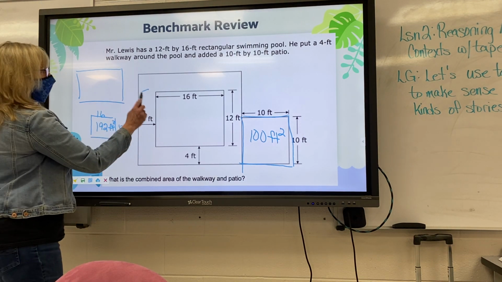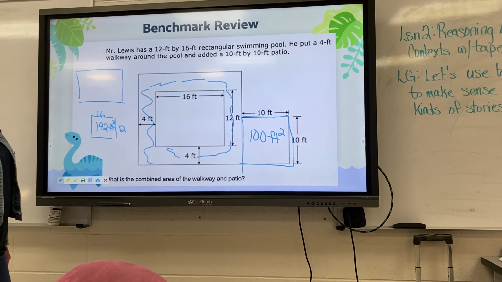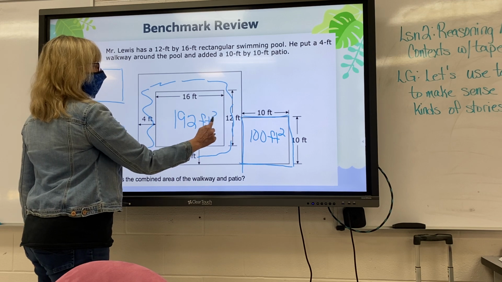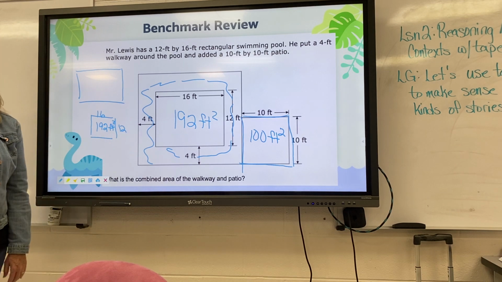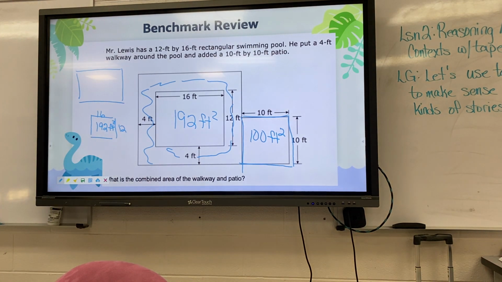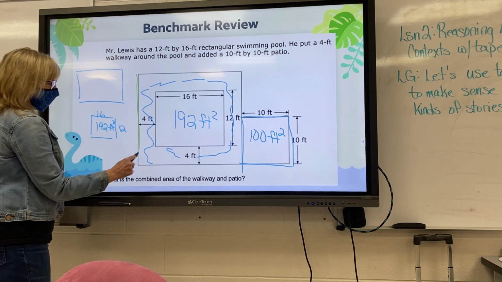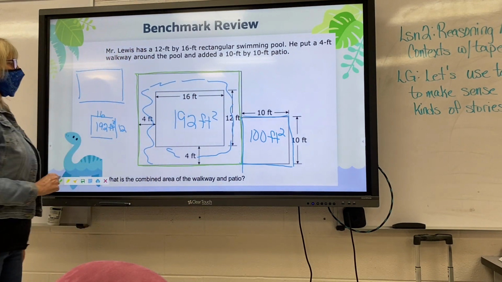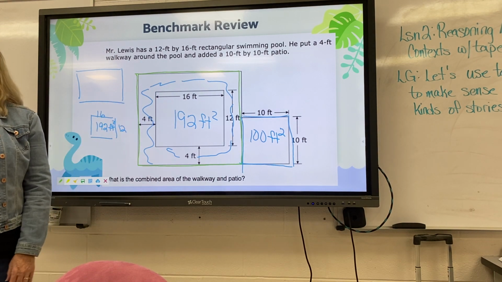Now, we only want this. So how are we going to find that? We know that this inside here is 192 feet squared. So how are we going to just figure out the walkway? What do you think? Figure out the entire area of that big rectangle and then subtract the pool. So if I take this rectangle and then subtract out the pool, is that going to leave me the walkway?